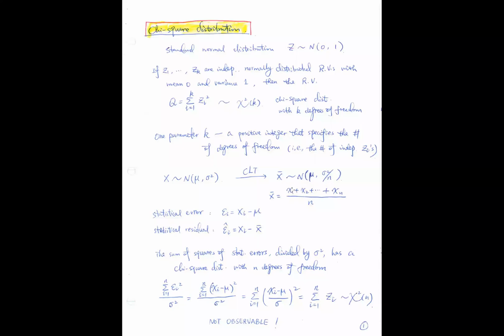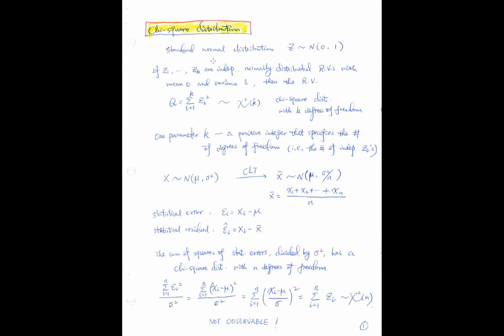Hello, everyone. In this lecture, we're going to talk about three distributions: chi-square distribution, t-distribution, and f-distribution. The first one we're going to discuss is the chi-square distribution. So before we talk about chi-square distribution, let's first have a look at it.